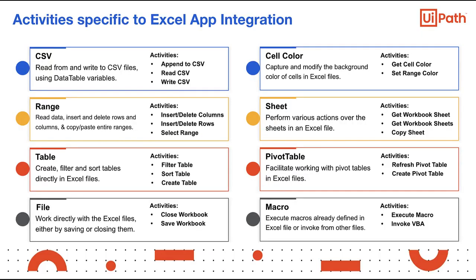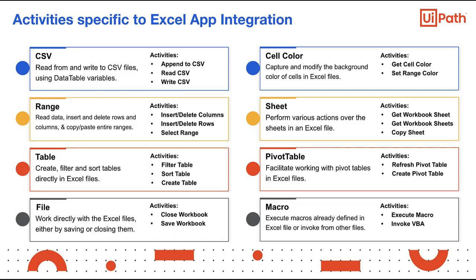Here are activities specific to Excel automation. These activities can read from and write to CSV files using data table variables. Although found under the Excel application integration, they work even if they are not placed inside an Excel application scope container. The activities under this category are append to CSV, read CSV, and write CSV.